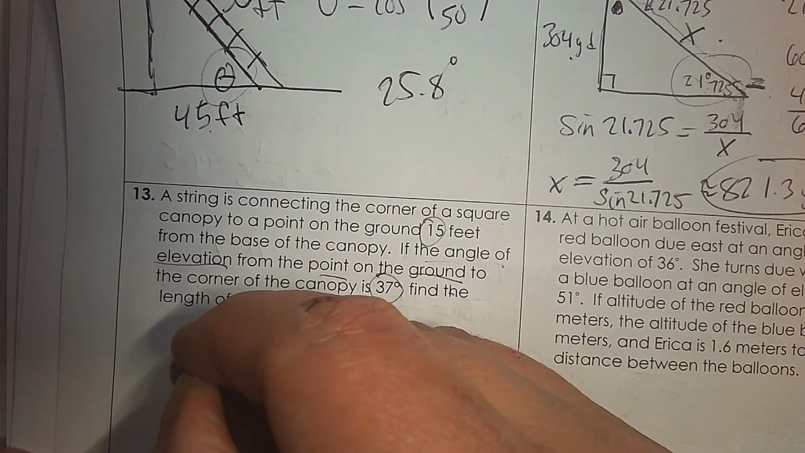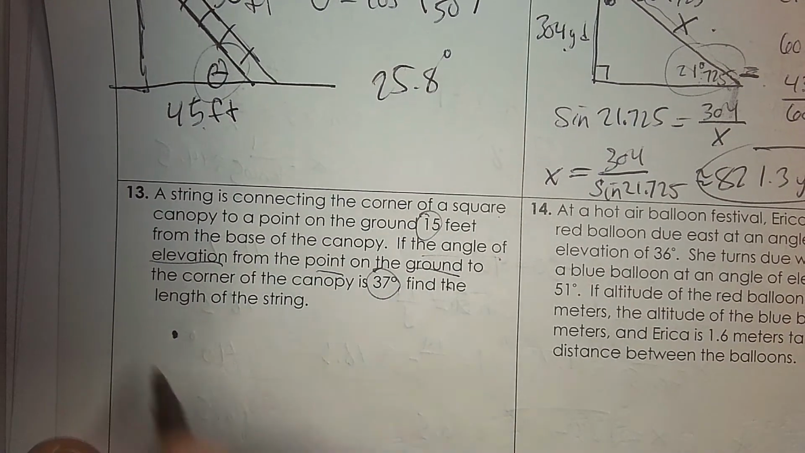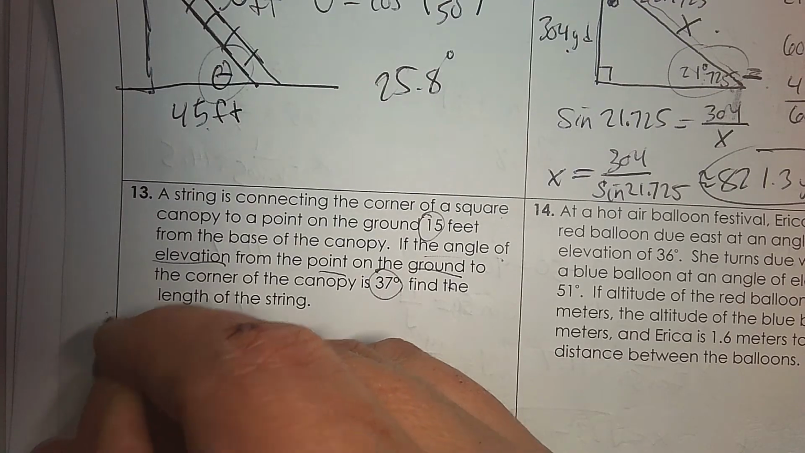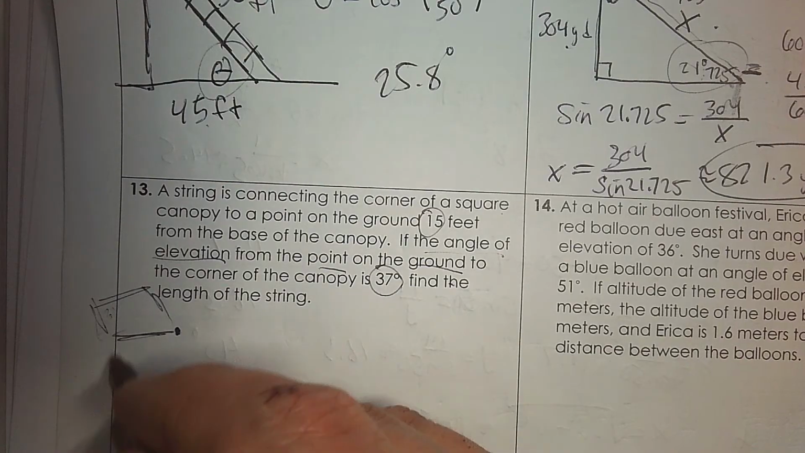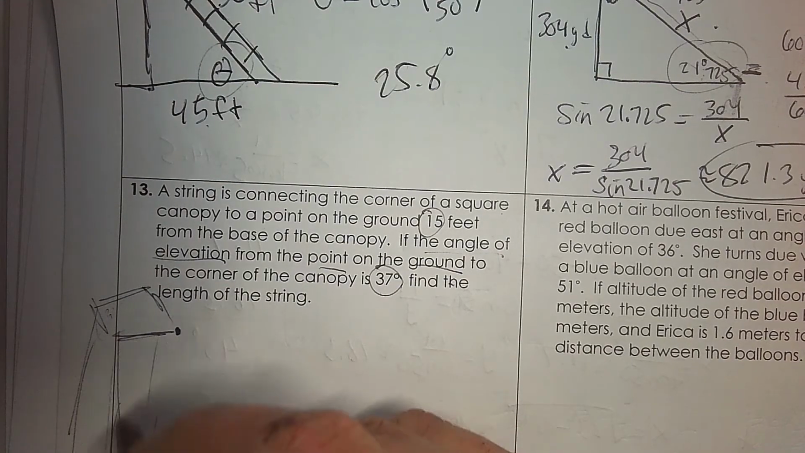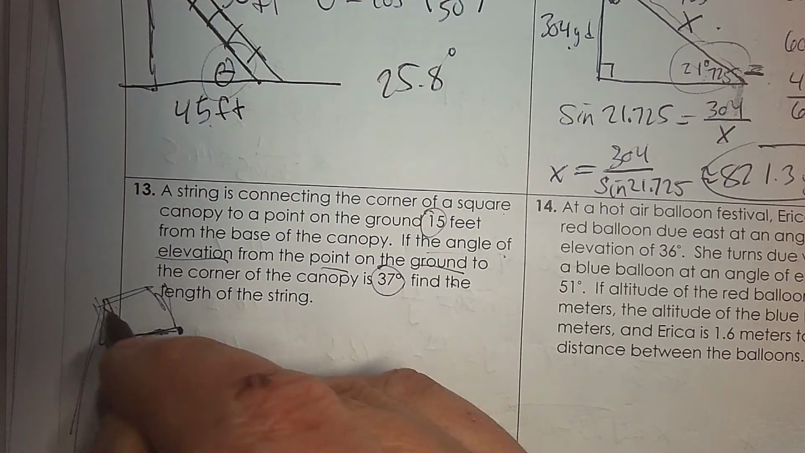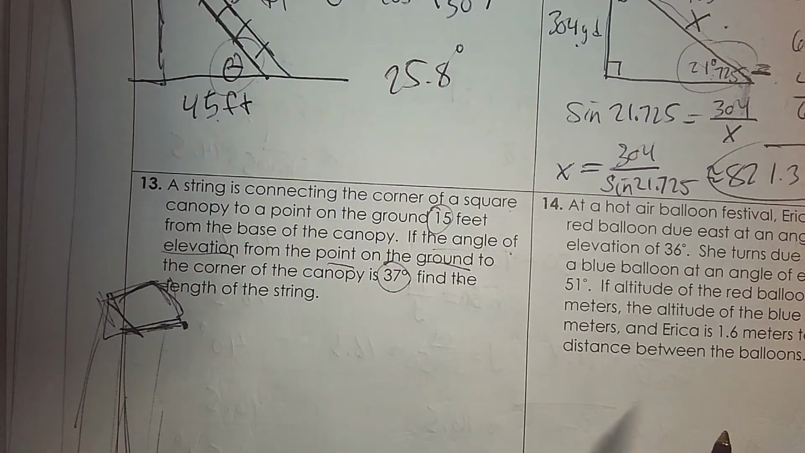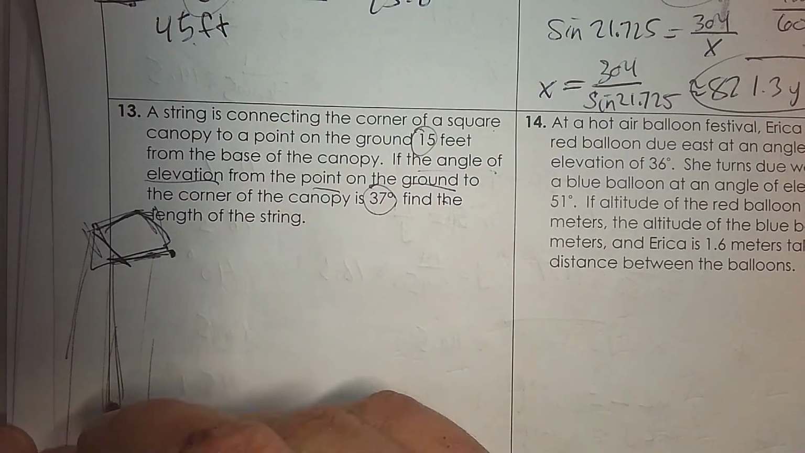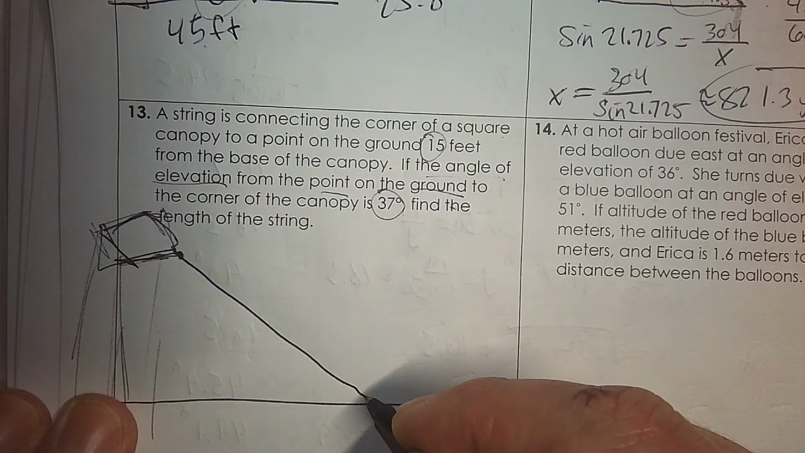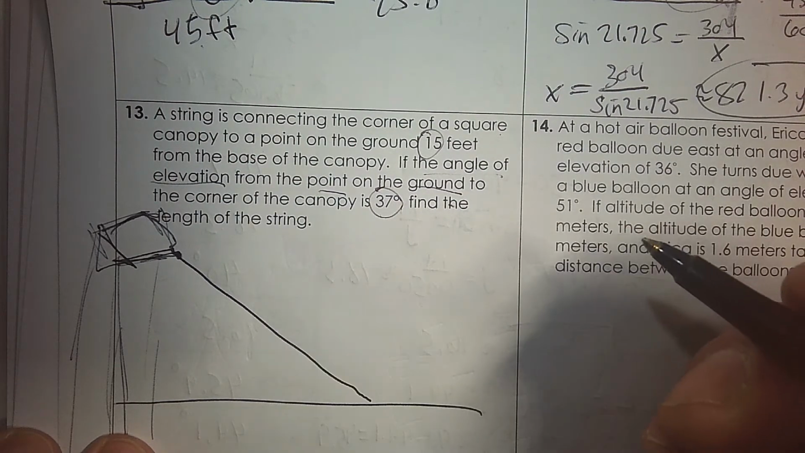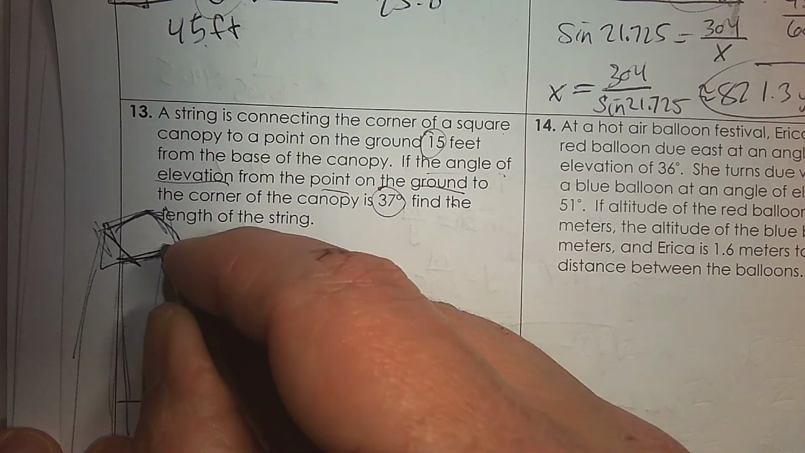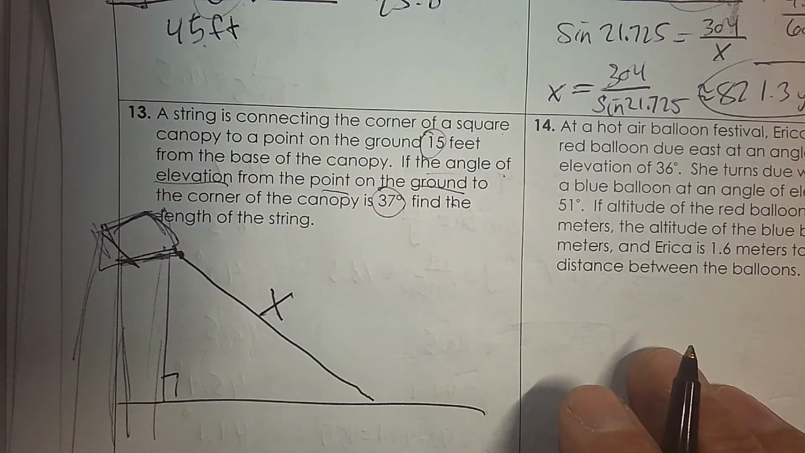So we have a string that's connected to some kind of square canopy here, which is in the air, right? This kind of canopy thing here that's a square. You can't even draw a square. Anyways, it's connected to the ground. So there's the string connected to the ground, and that string, I don't know the length of. But there's your right triangle.